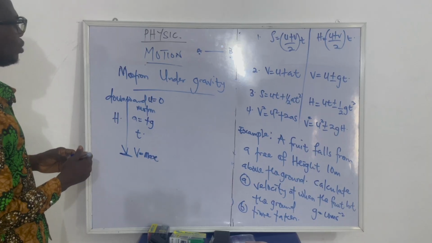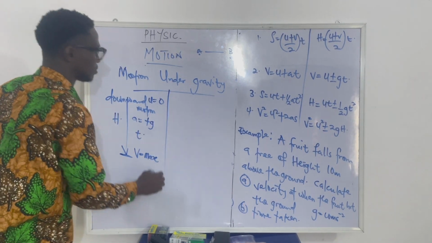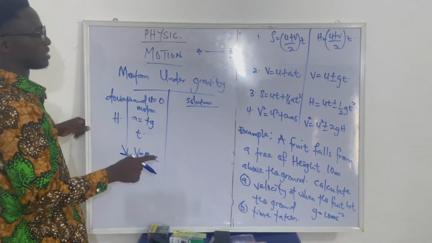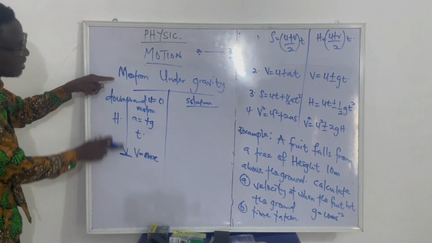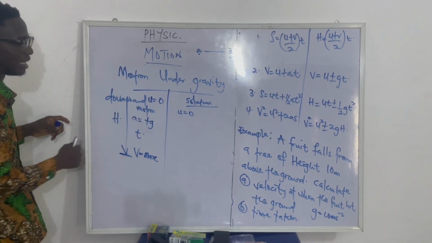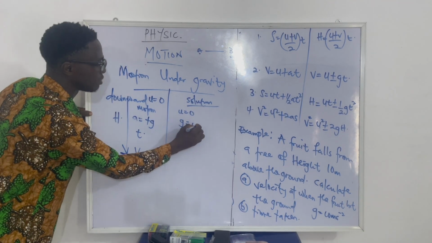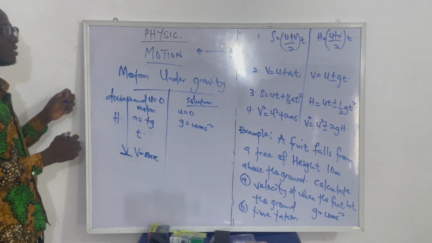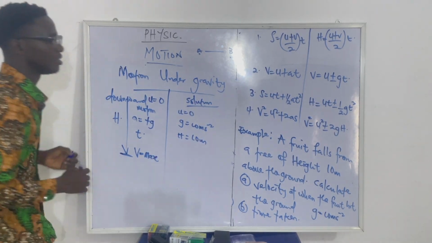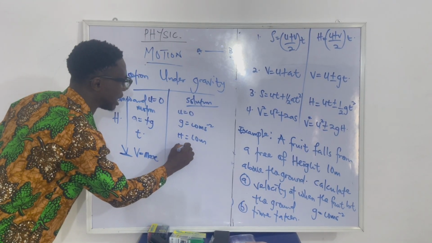So which equation of motion can we actually use? Let's get the parameters. Solution: since it's downward motion, u is 0, just as we said earlier. g is positive, which means plus 10 meter per second square. Height is given as 10 meter, and we are told to find the velocity when the object strikes the ground.